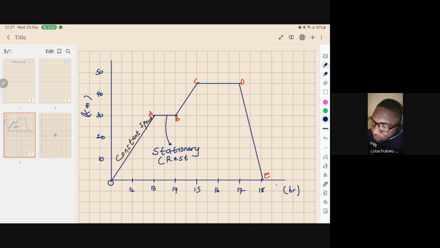It is not moving. Now, again, you have a slanted line. This is also a slanted line, so that also tells you that you have a constant speed here.